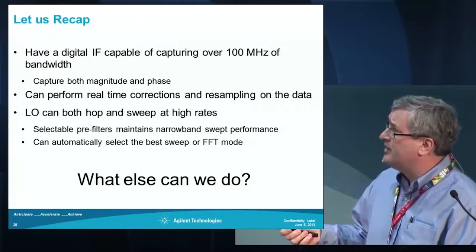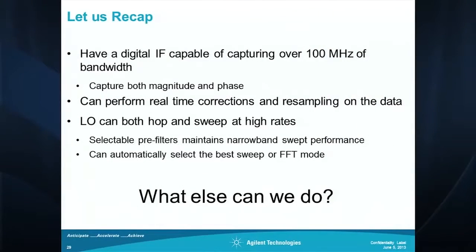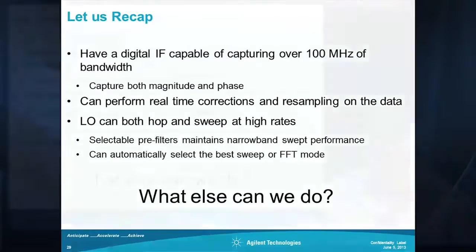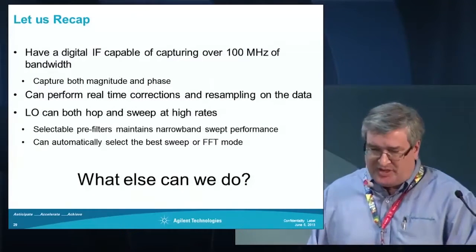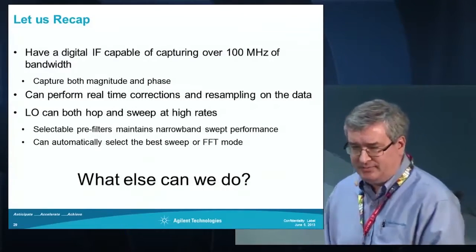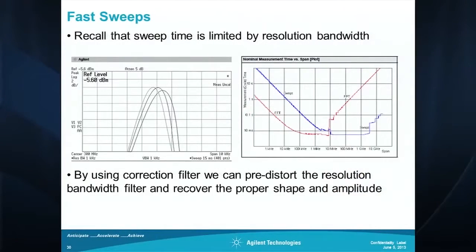We've got a good LO in front that can hop and sweep at high rates. We put in selectable pre-filters, and we can automatically detect the best sweep or FFT mode. It's a pretty capable system, but what else can we do with these tools? Well, the first thing we could do is what we call faster sweeps.